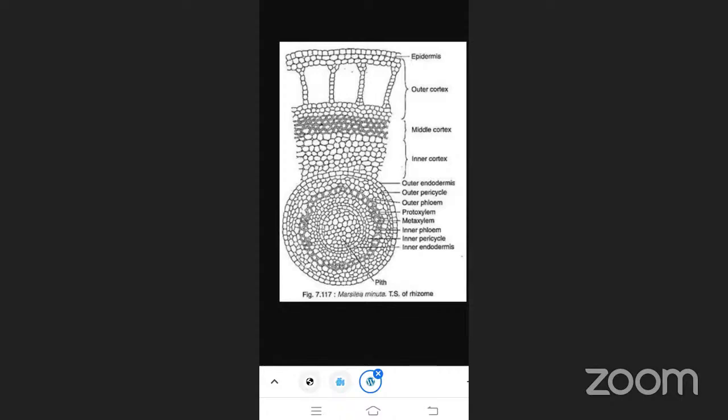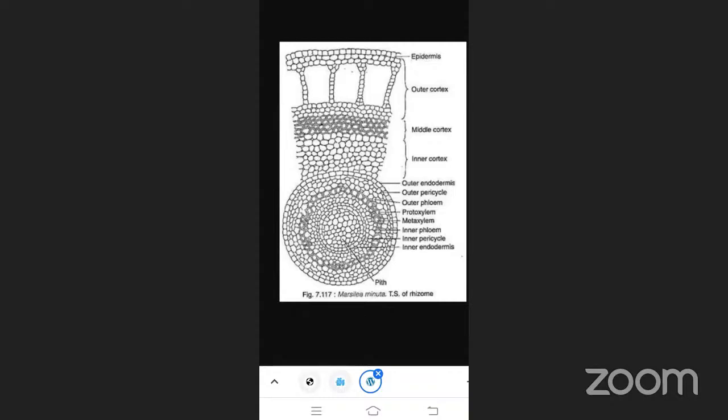The inner cortex is solid and consists of a ring-like wall below the air chambers. There is some sclerenchymatous tissue to give strength to the rhizome. That is the innermost inner cortex.